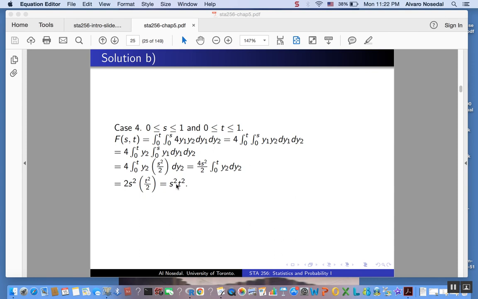Okay, so anyway, please take a close look at that detailed solution for part B, so you become more familiar with these concepts of joint distribution function and joint probability density function.